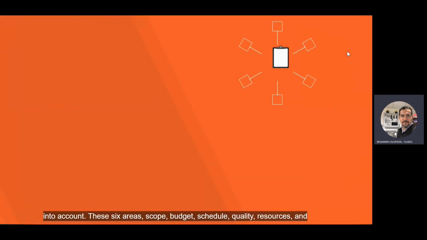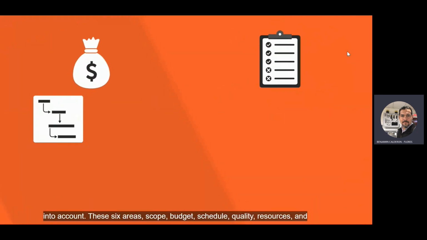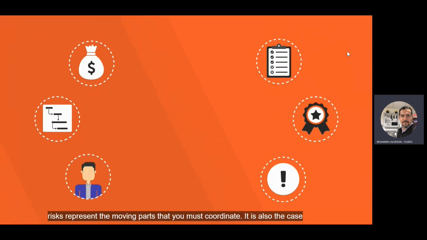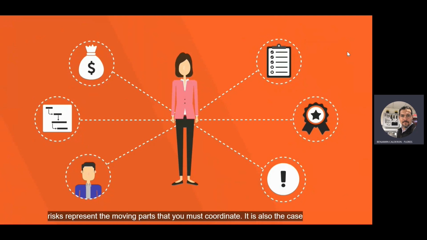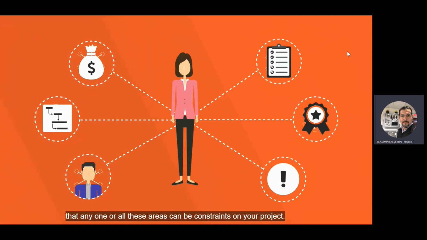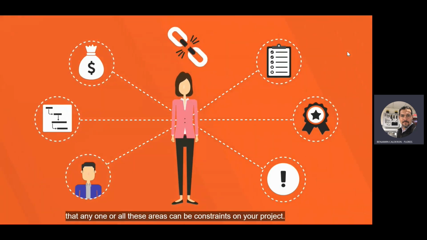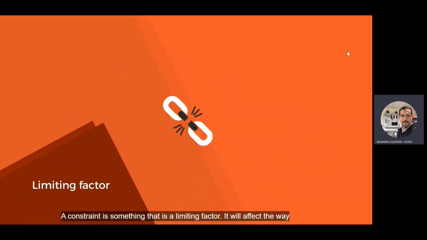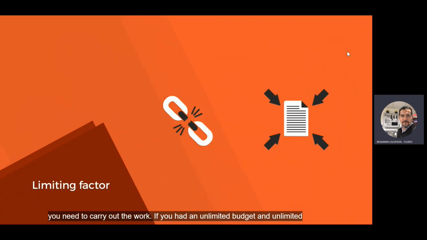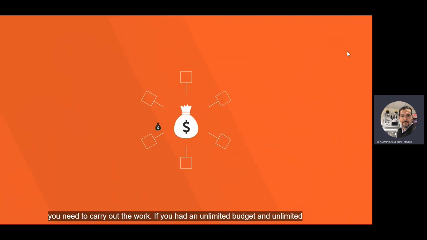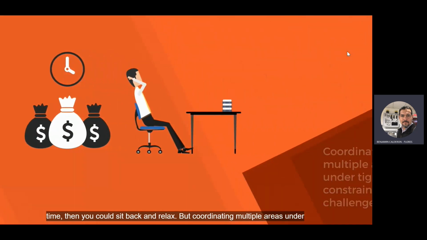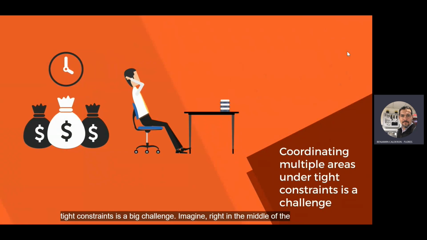These 6 areas: scope, budget, schedule, quality, resources, and risks represent the moving parts that you must coordinate. It is also the case that any one or all these areas can be constraints on your project. A constraint is something that is a limiting factor. It will affect the way you need to carry out the work. If you had an unlimited budget and unlimited time, then you could sit back and relax. But coordinating multiple areas under tight constraints is a big challenge.